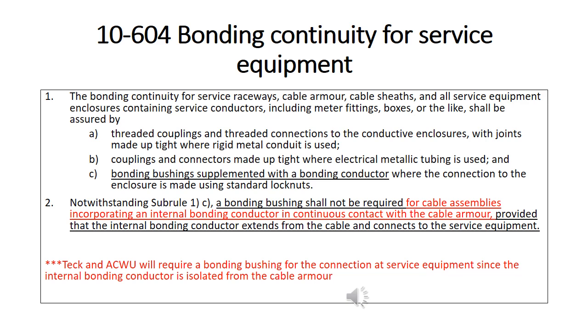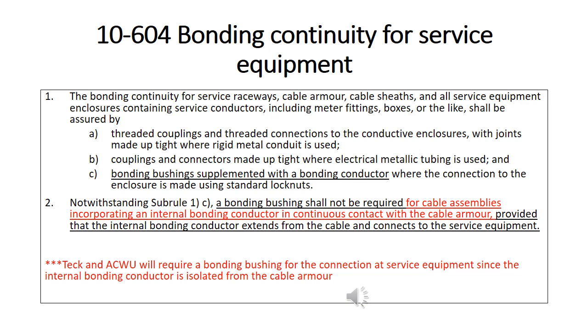10-604, bonding continuity for service equipment. The bonding continuity for service raceway, cable armor, cable sheath, and all service equipment enclosures containing service conductors, including meter fittings, boxes, or the like, shall be assured by threaded couplings and threaded connectors to the conductive enclosure, with joints made up tight where rigid metal conduit is used. Couplings and connectors made up tight where electrical metallic tubing is used.